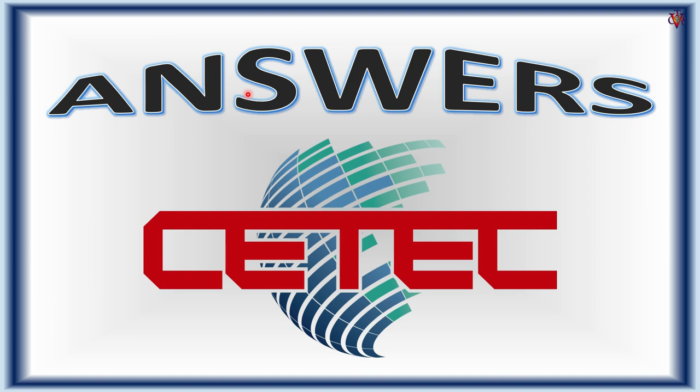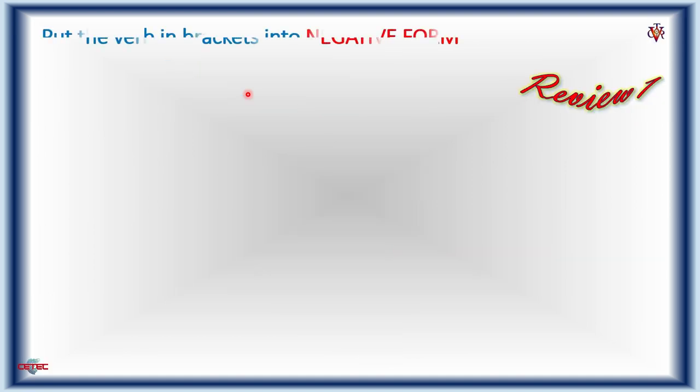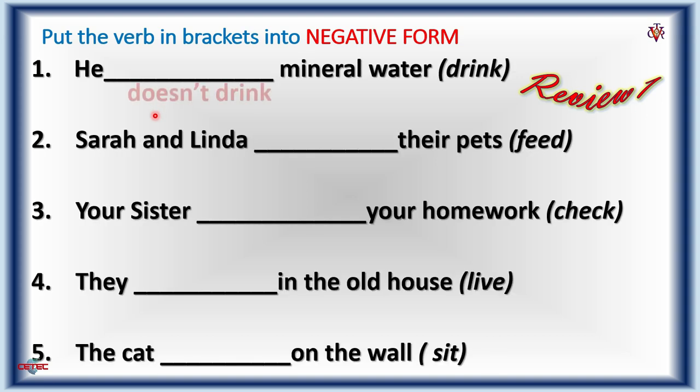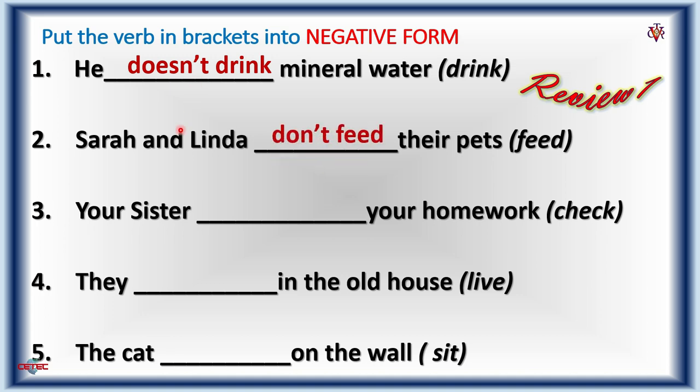Now, let's check the answers. Number 1. He doesn't drink mineral water. With he, in a negative form, we use doesn't. The verb has to be in a regular form. Sarah and Linda don't feed their pets. Here it is plural. They don't. Verb feed.